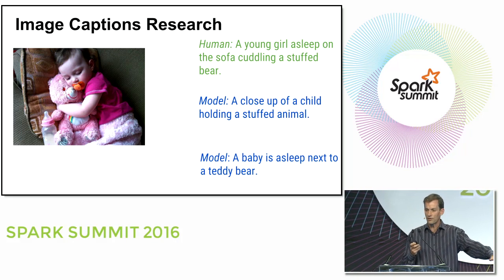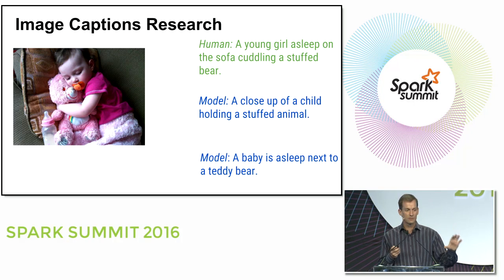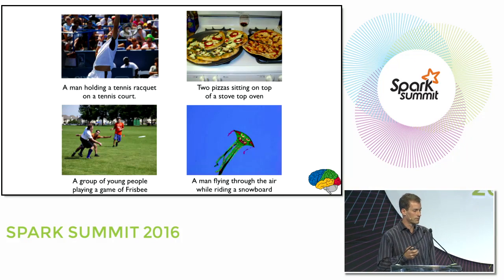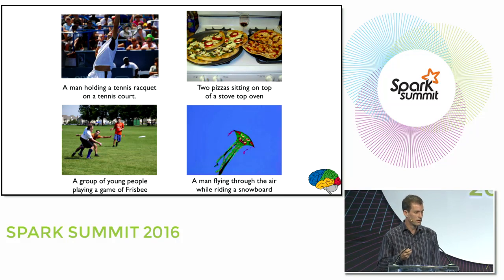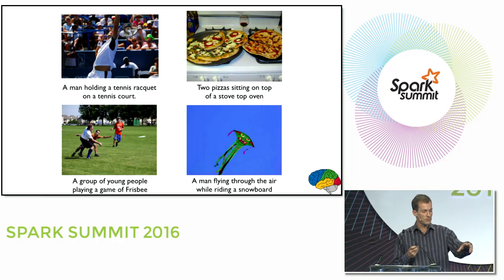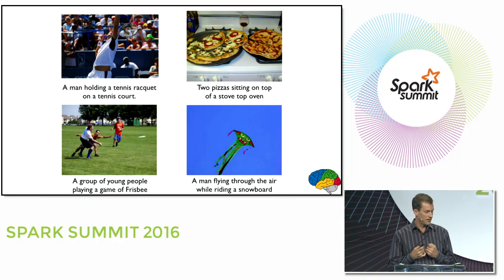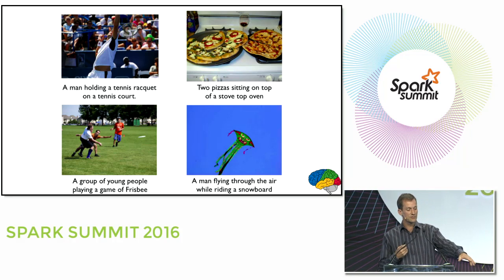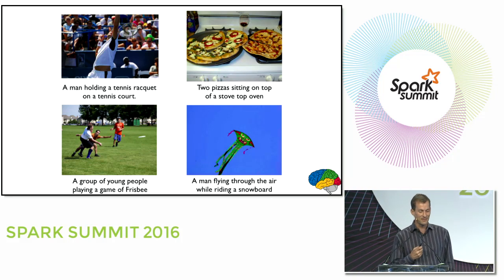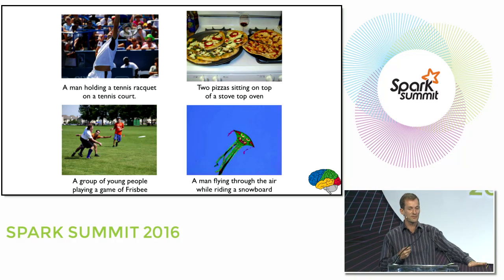If you'd asked me several years ago, could computers write sentences about images? I would have said, I don't think so, at least not for a while. But they can actually do that today. There are some other examples. It's not 2 pizzas, it's actually 3, but on 2 pans. And if you squint just right, I assure you there is a man flying through the air while riding a snowboard. You can't see the snowboard.